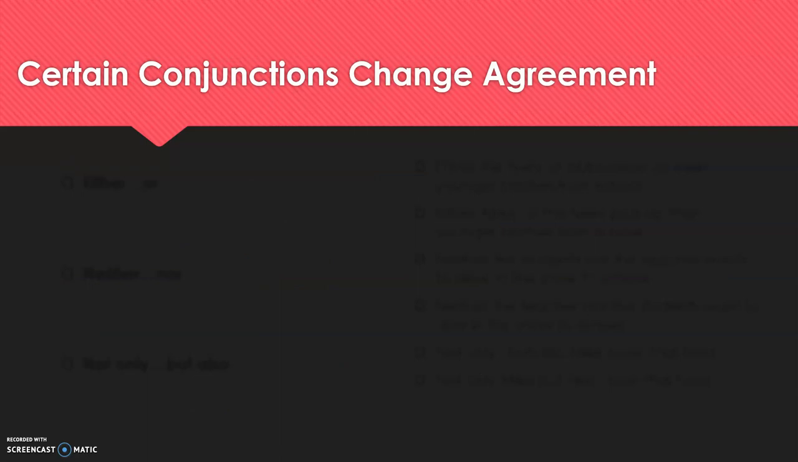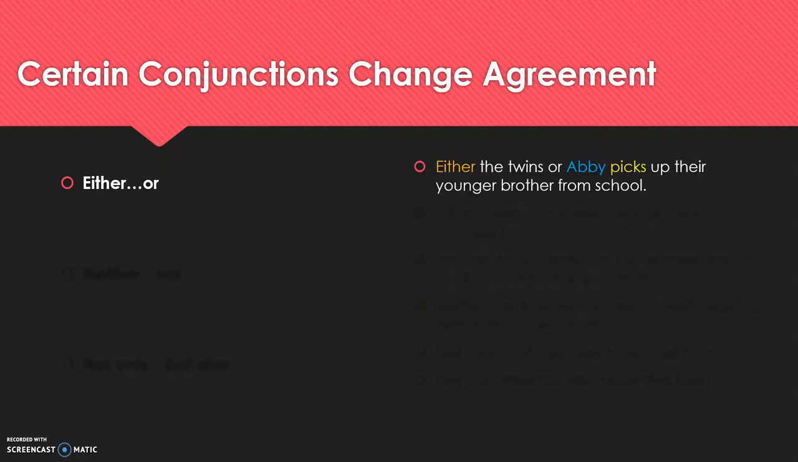Certain conjunctions also change the agreement. This rule is a little bit more complicated than the previous one, so pay close attention. When you have the words either or in a sentence, like this sentence here, either the twins or Abby picks up their younger brother from school, you use the subject that is closest to the verb. So notice that we have 3 people here, twins and Abby, but Abby is closest to the verb. Therefore, we use a singular verb picks.